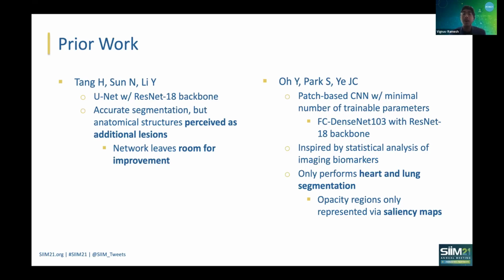Oh, Park, and Ye proposed a patch-based CNN inspired by statistical analysis of potential imaging biomarkers of chest X-ray radiographs. However, their model only segments the lungs and heart on chest X-rays and does not provide any information on opacity regions besides saliency maps, which don't contain accurate lesion outlines and, as such, are difficult to use in clinical settings.